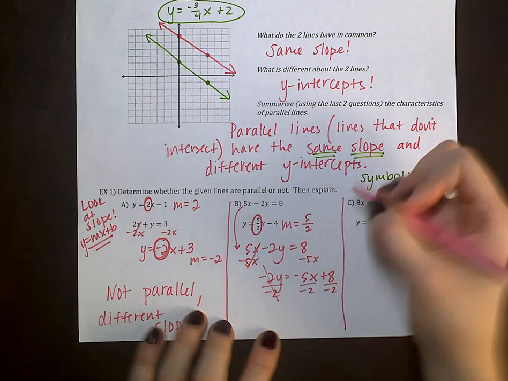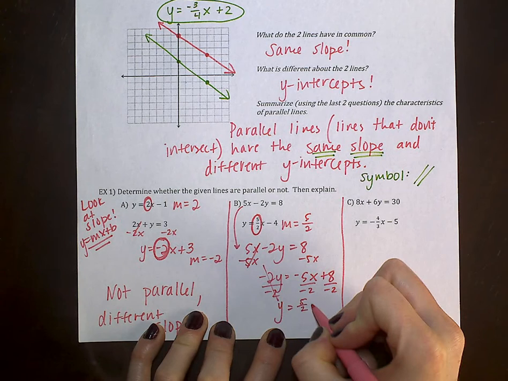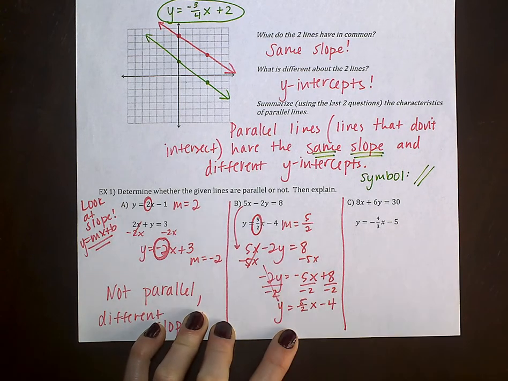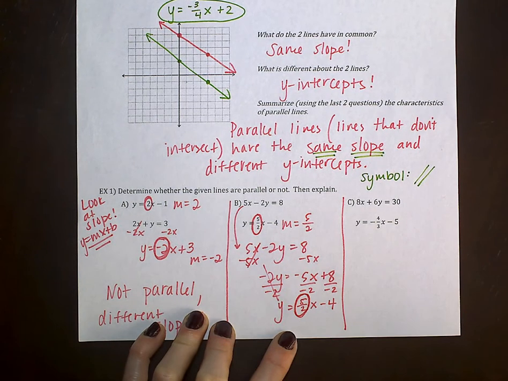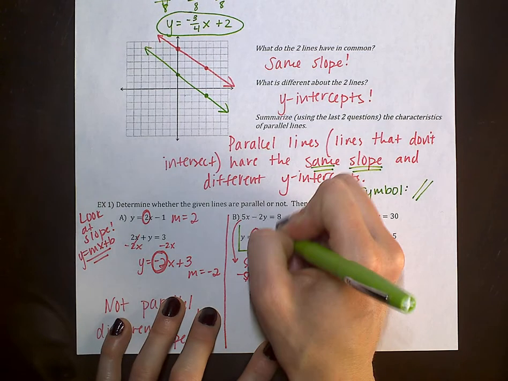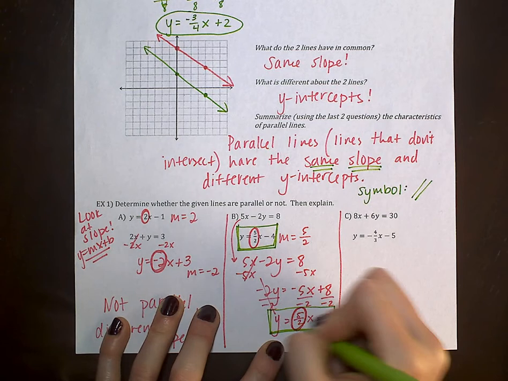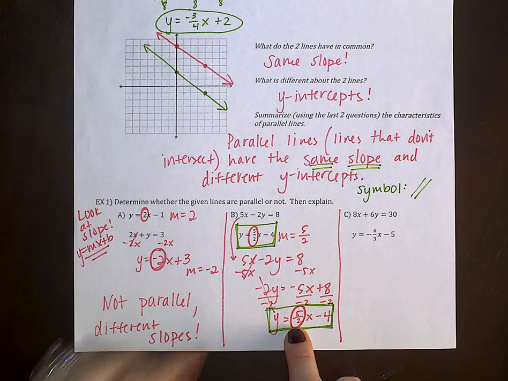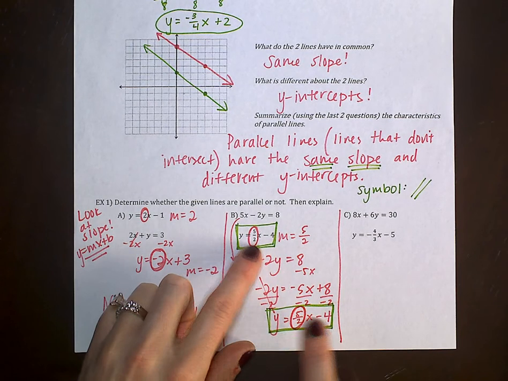So now I've got the line y equals a negative over negative is a positive 5 halves x, and 8 divided by negative 2 is negative 4. Now I can see that the slope is 5 over 2, but be careful, you guys. So here's the two lines. That one and this one. Sure, they do have the same slope, but these lines actually are not parallel because look, they have the exact same y-intercept. So if I were to graph this, it would be the exact same line.